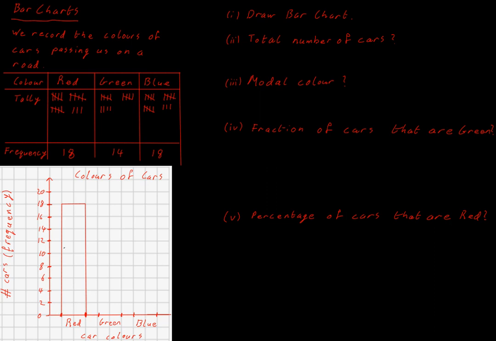And then I'm going to go up to 18. So this tells me that there are 18 red cars. If I was asked about this and I had my red cars, there would be 18 red cars because my bar goes up to 18. So now I'm going to draw in my green bar and my blue bar.